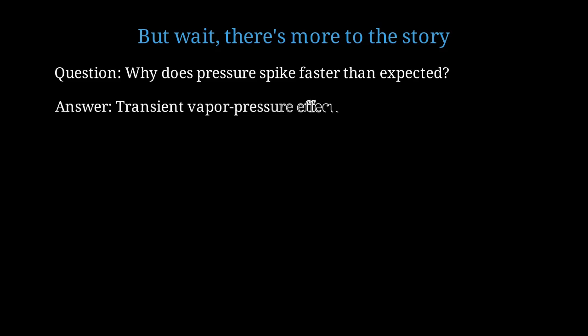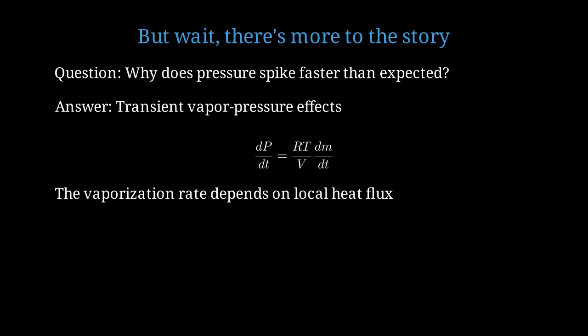The answer lies in transient vapor pressure effects. When water rapidly vaporizes in a confined space, we can't use steady-state assumptions. The rate of pressure change, dP over dt, equals RT over V times dm over dt, where dm over dt is the rate of mass vaporization. The vaporization rate depends directly on the local heat flux from radiation. Higher radiation means faster vaporization and faster pressure rise.